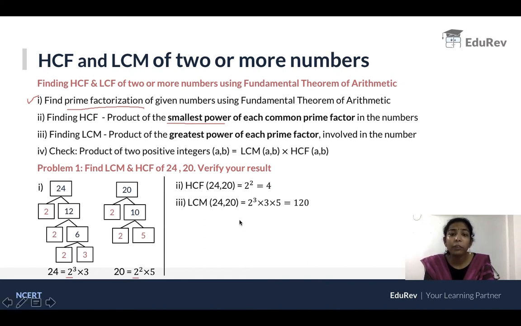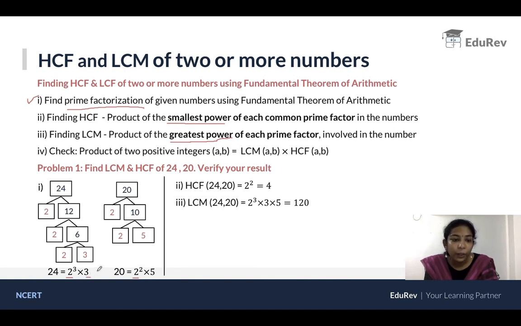And LCM of 24 and 20. How do you find that? LCM is nothing but the greatest power of each prime factor. So what are all the prime factors that are involved here? 2, 3 and 5. And you have to take the greatest power of all. Here 2 cube is there and here 2 square is there. Which is the greatest power? 2 cube. So you have to take 2 cube and 3 power 1 is there. Here no term is there. And that means I can simply take 3 to the power 0 because a to the power 0 is 1. So 3 to the power 0, 3 to the power 1. Which is bigger one? 3 to the power 1. So I have to take 3.